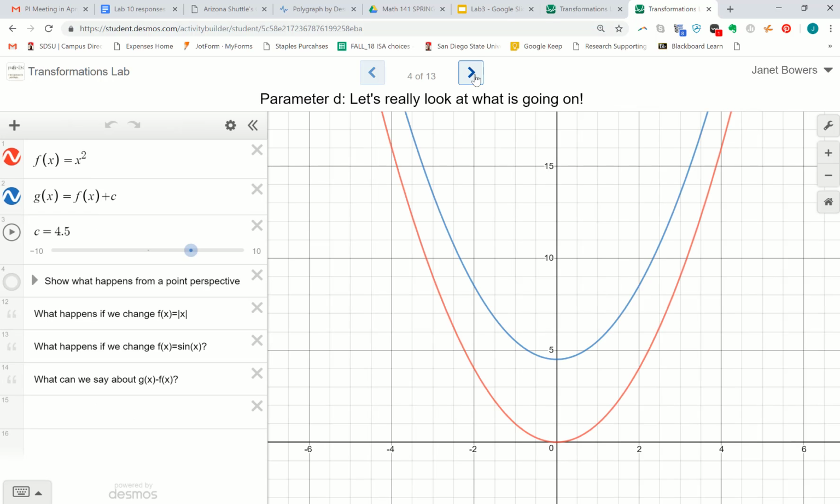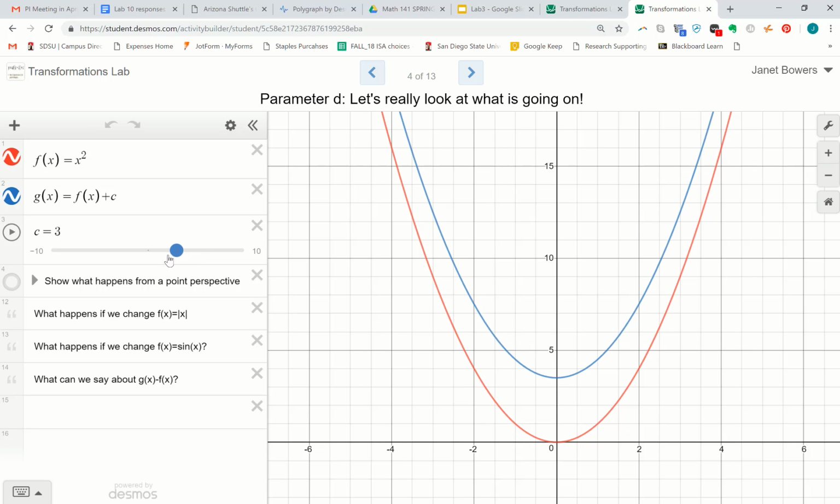So let's look at what's going on when we change, oh my goodness, that should say the parameter C. I'll make myself a note to change that to parameter C in slide 4. So what's really going on when I change this value C here?